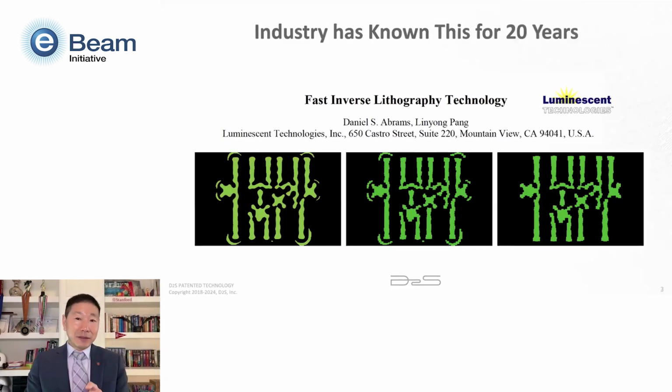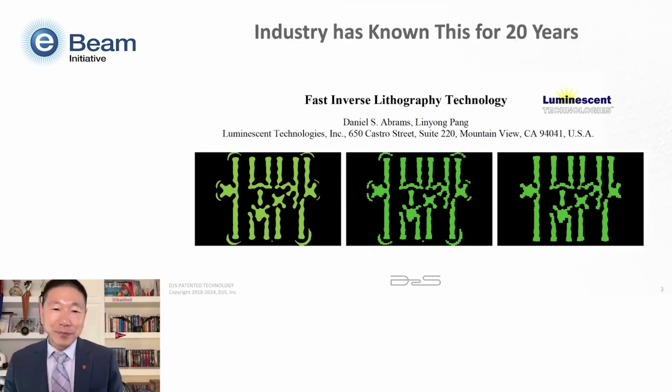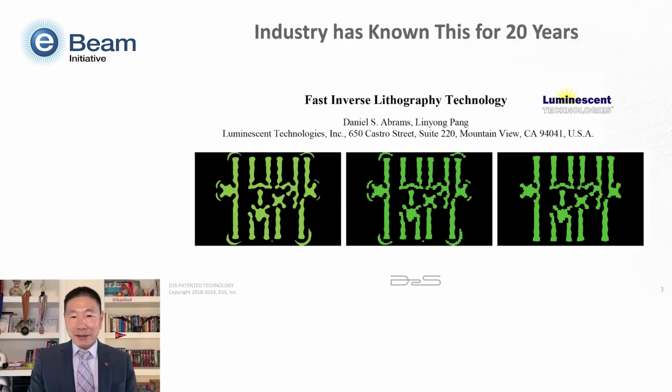Well, this is not new. It actually started 20 years ago. In 2006, at SPIE Advanced Lithography, Dan Abrams and myself presented the first technical paper from Luminescent called fast inverse lithography technology. The patterns we showed at that time were actually curvilinear mask patterns. But curvilinear mask patterns cannot be written by VSB mask writers. Later on, I'm going to explain why.